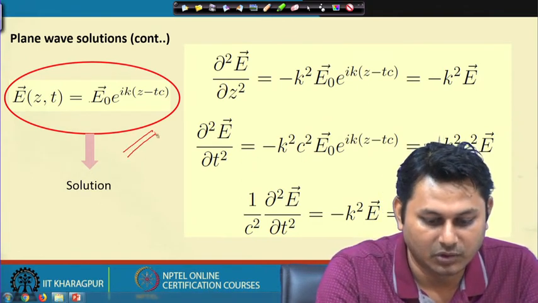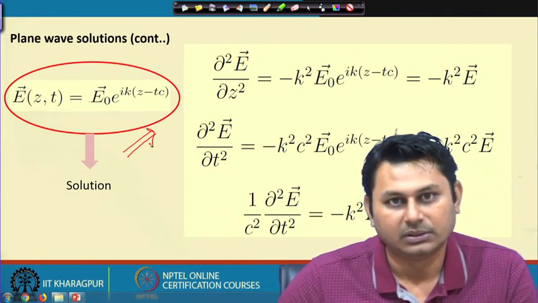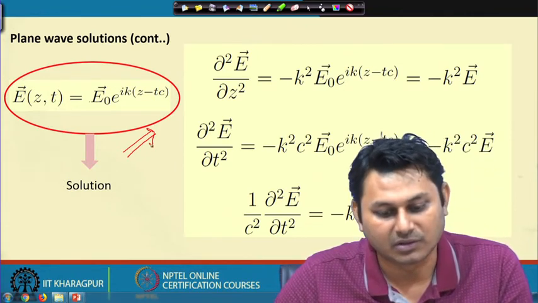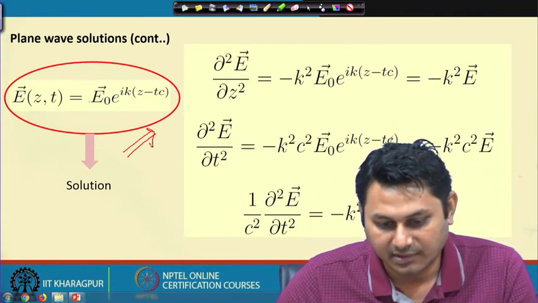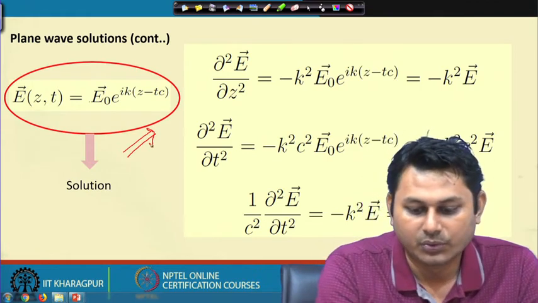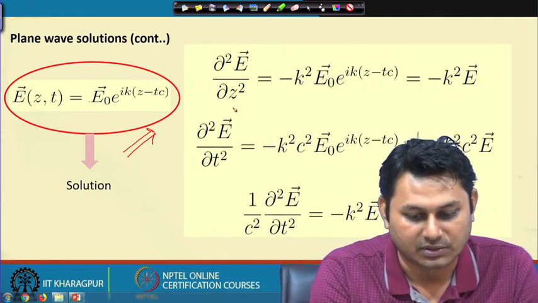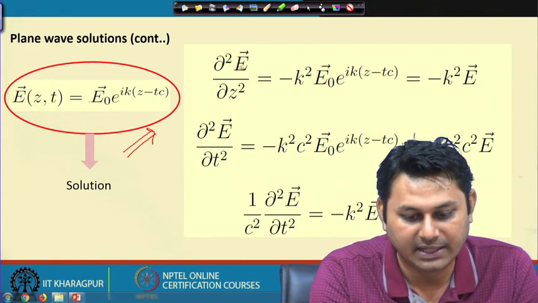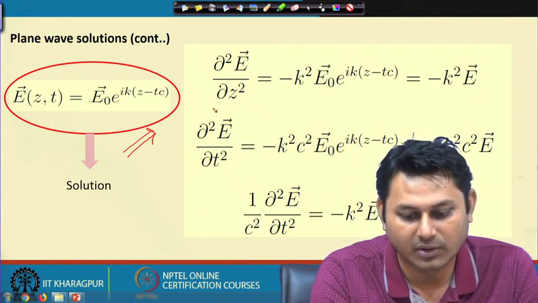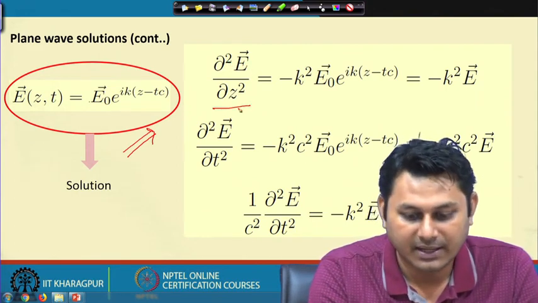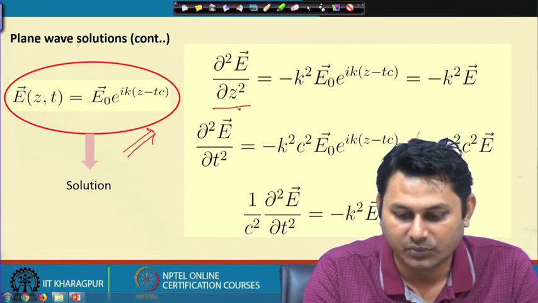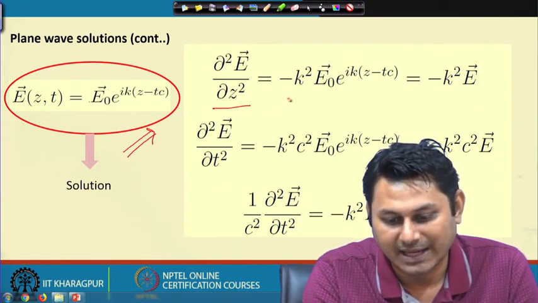So, this is the solution I am looking for. As it is mentioned that this is a solution, what we will do is put that into the equation. In the equation we have the del 2 E del z squared term. If I take a derivative over that, we will find that it is k square.